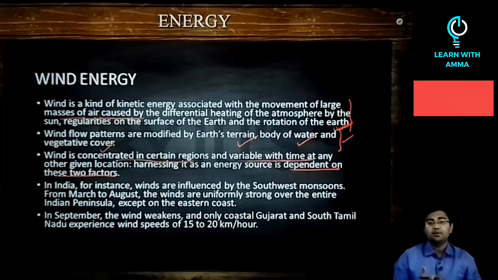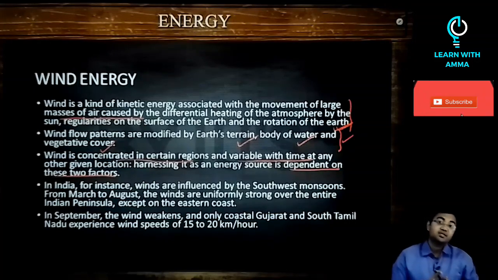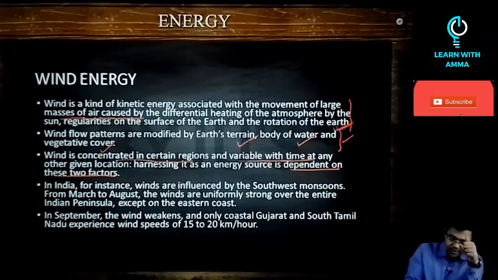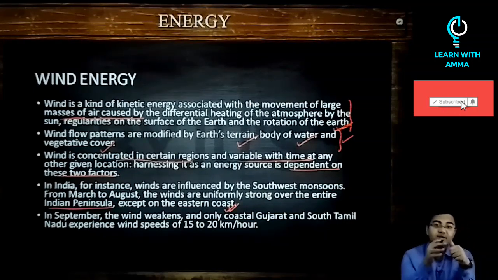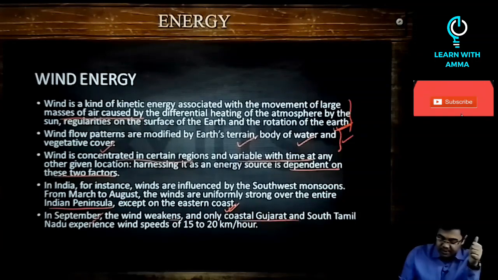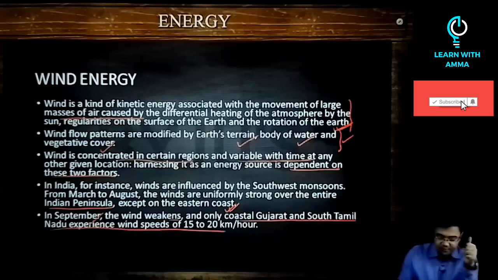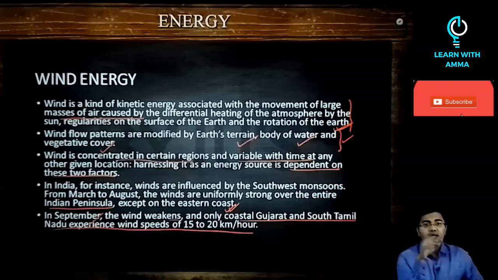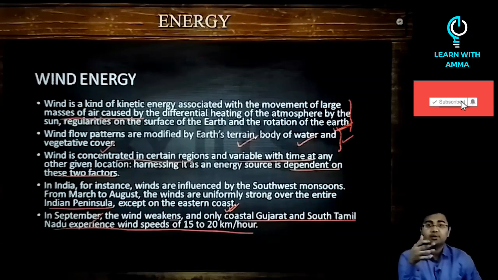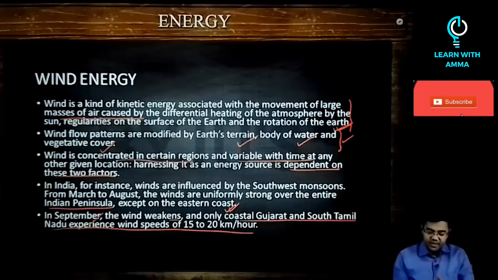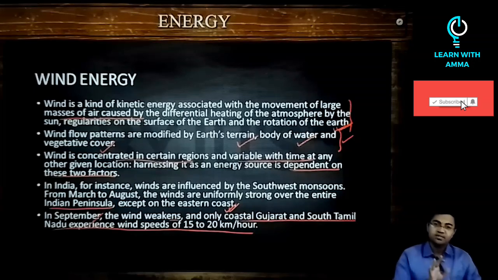In India, the winds are influenced by the southwest monsoons. From March to August, the winds are uniformly strong over the entire Indian peninsula except for the eastern coast. And when it comes to September, the wind weakens and only coastal Gujarat and South Tamil Nadu experience wind speeds of 15 to 20 kilometers per hour. During the lean months, winds exceeding 10 kilometers per hour are found only on the Gujarat, Konkan, South Tamil Nadu and Odisha-Bengal coasts.